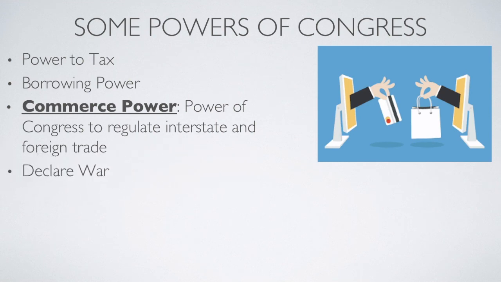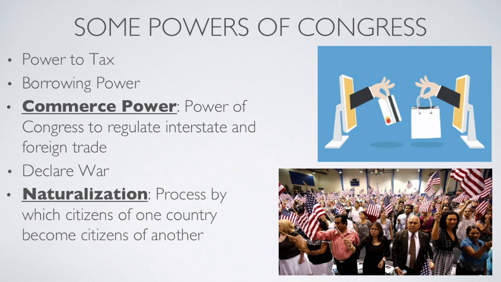You also have the power to declare war, so declaring war on another country. We talked about the War Powers Act in contemporary U.S. history and how that definitely has limited the power of the presidency with using troops, that they need permission to actually declare war. You also have the naturalization process by which citizens of one country become citizens of another. And they also do that for citizenship.